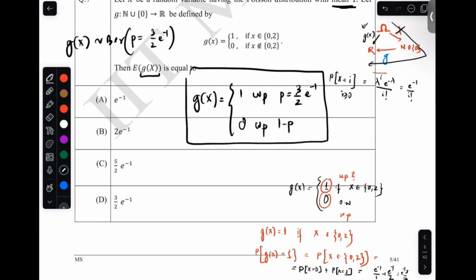Expectation of g(x) is nothing but what? Expectation of a Bernoulli random variable is nothing but p, right? So therefore this is nothing but p, and p is equal to this. All of you got it, guys? Yes or no?